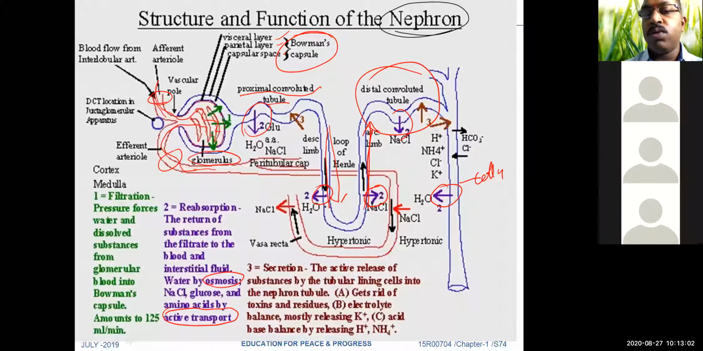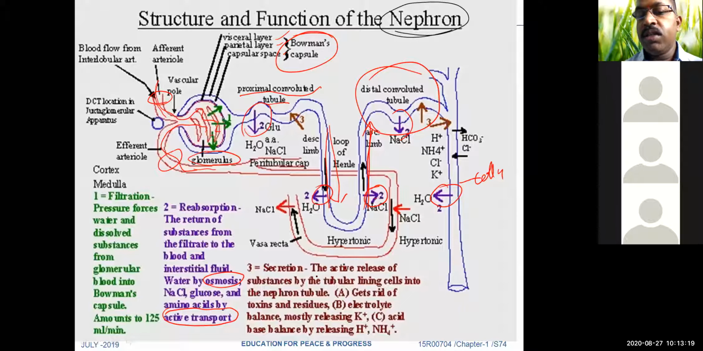So you can just see 1, 2, 3, 4, 5 places where the reabsorption takes place. We call it reabsorption because the absorption will be taking place at the different portions.